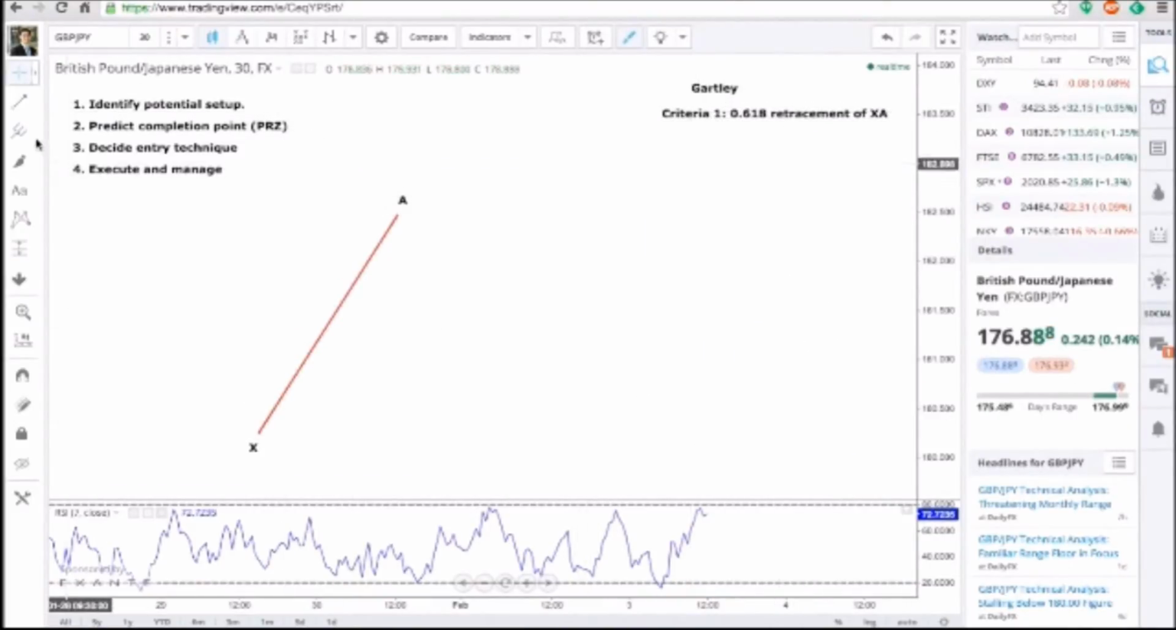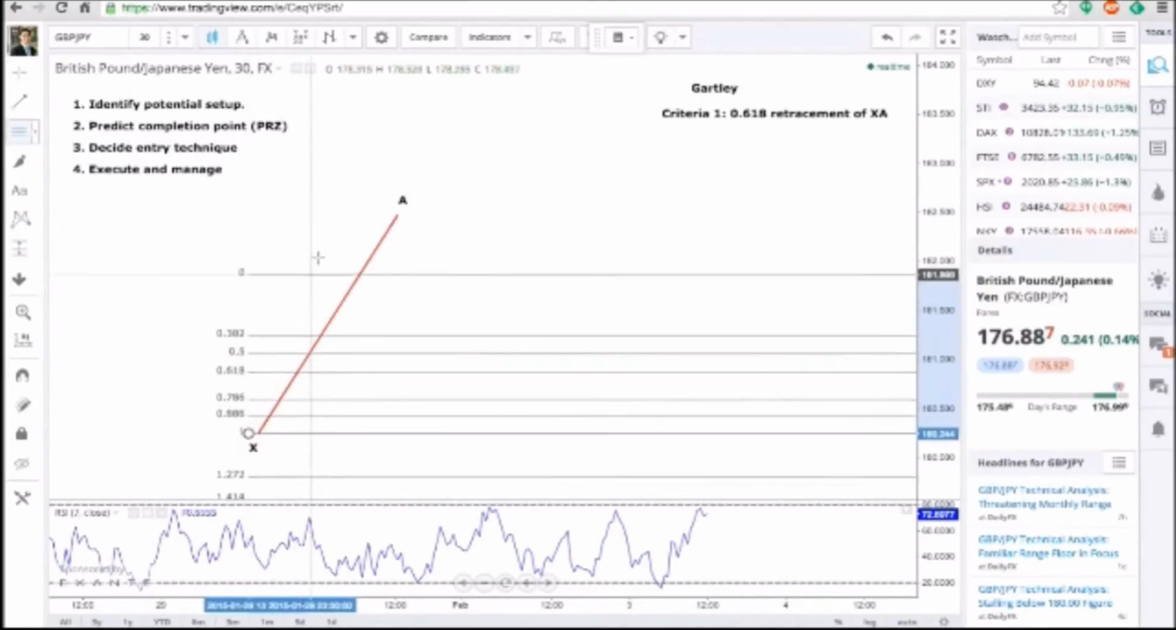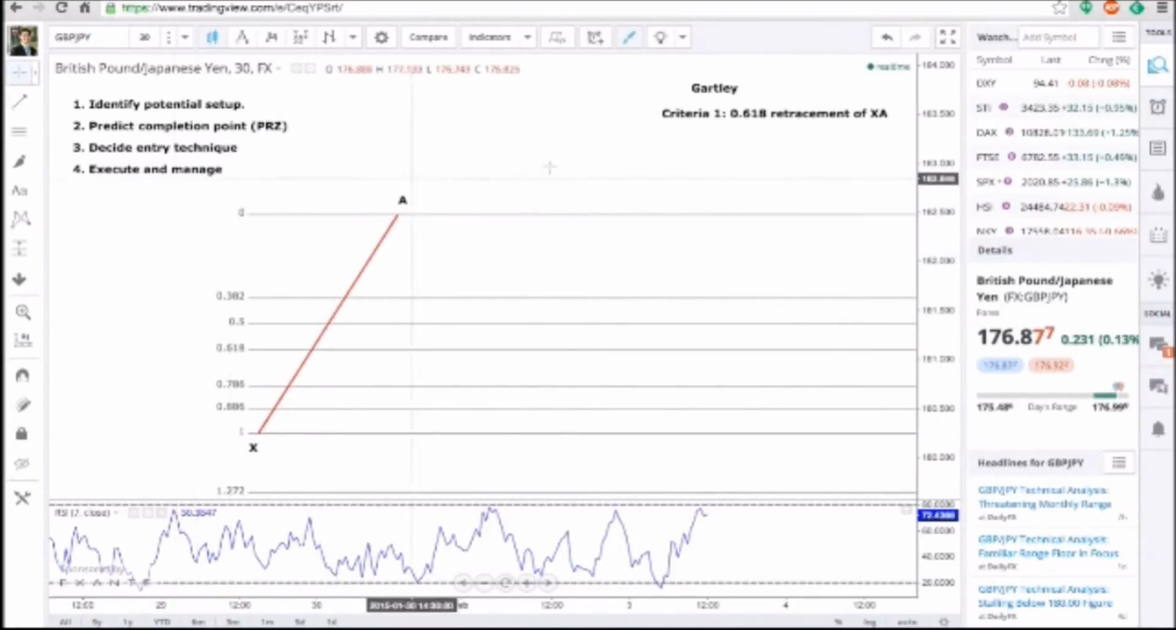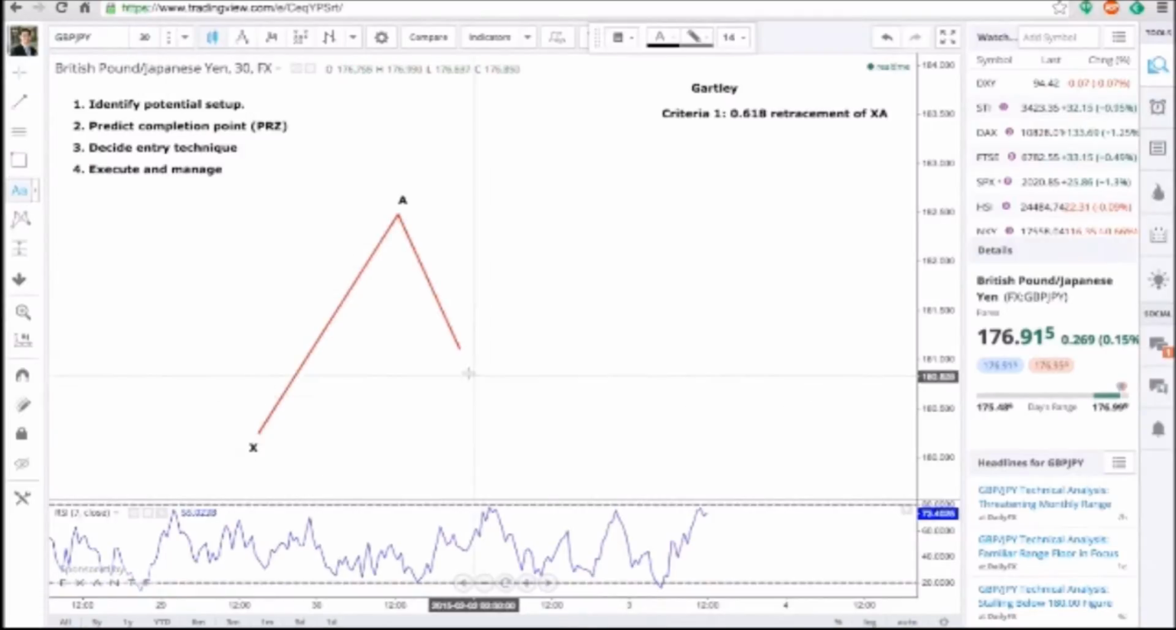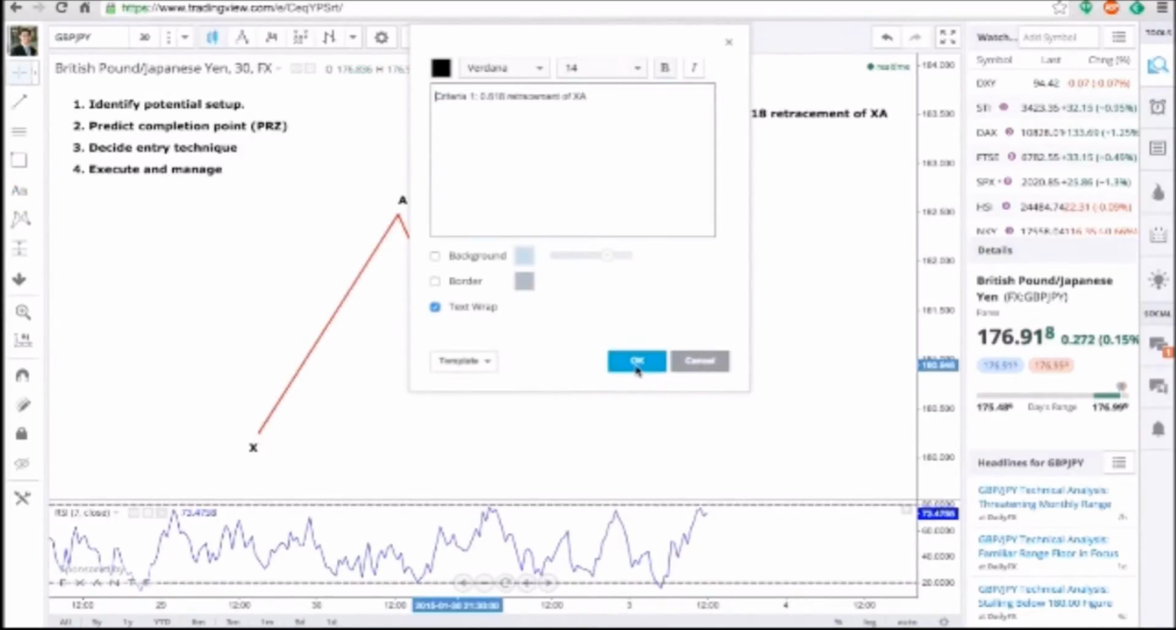How we do it is we use the Fib tool here and measure a retracement from the X point to the A point, and we want to look for 0.618. If you look at this Fibonacci tool, 0.618 is this level. This is the level in which we'll be interested. Price has to come down to this level for a valid Gartley pattern. If price does come down to this level, then we do have a B point. I'll clear that off so it's clearer. So we do have a B point.